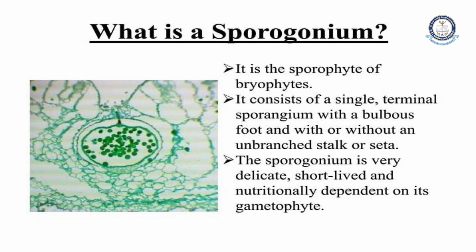First we will discuss what is sporogonium. It is the sporophyte of bryophytes. It consists of a single terminal sporangium with a bulbous fruit, with or without an unbranched stalk or seta. The sporogonium is very delicate, short-lived and nutritionally dependent on its gametophytic stage. This is the sporophyte.